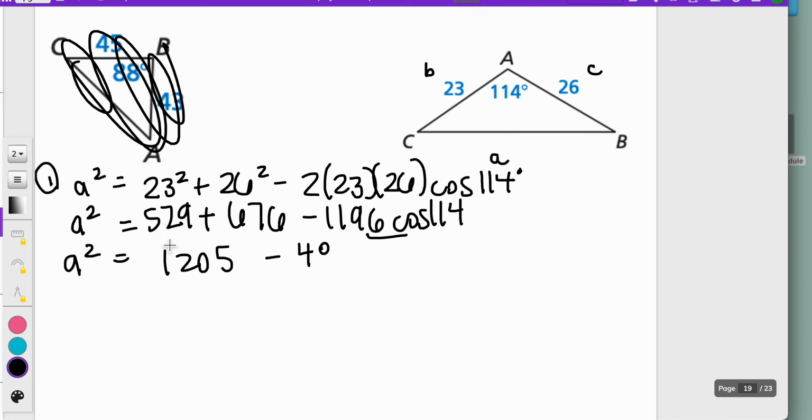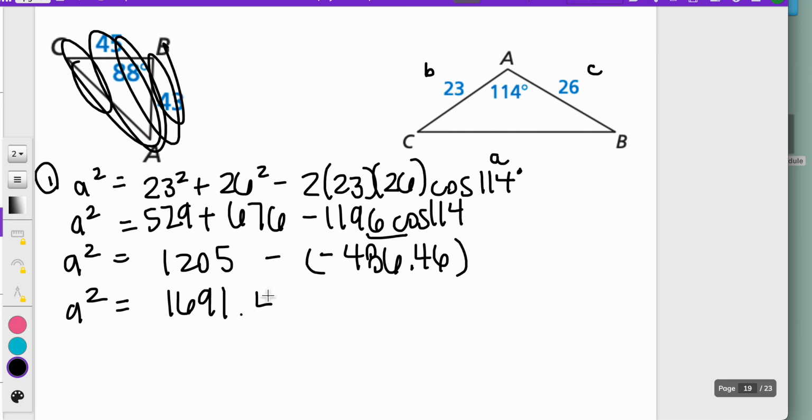Oh, this is one thing we need to point out. When you do the cosine of 114, you're going to get a negative number, and then when you times that by 1,196, you still get a negative number. So this is negative 486.46. So notice this is 1205 minus negative, which means you're adding those. So A squared is now equal to 1691.46, and then we find the square root of that to find out what A is. A is approximately 41.1.